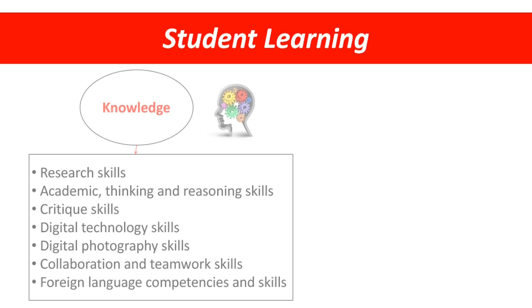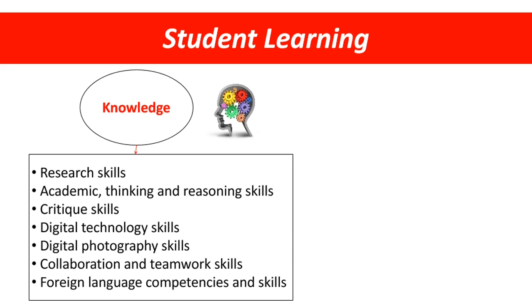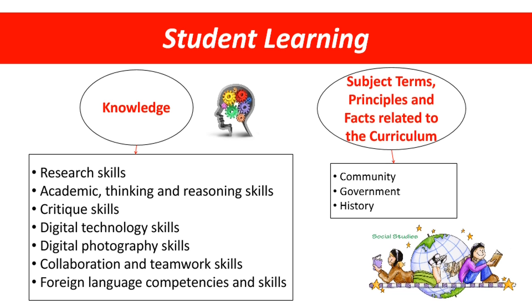In terms of student learning, the knowledge that they will gain out of the local history project includes the following: research skills, academic thinking and reasoning skills, critical skills, digital technology skills, digital photography skills, collaboration and teamwork skills, and foreign language competencies and skills. In terms of subject terms, principles, and facts related to the curriculum, the students will learn about their communities, their government, and the history of their place.